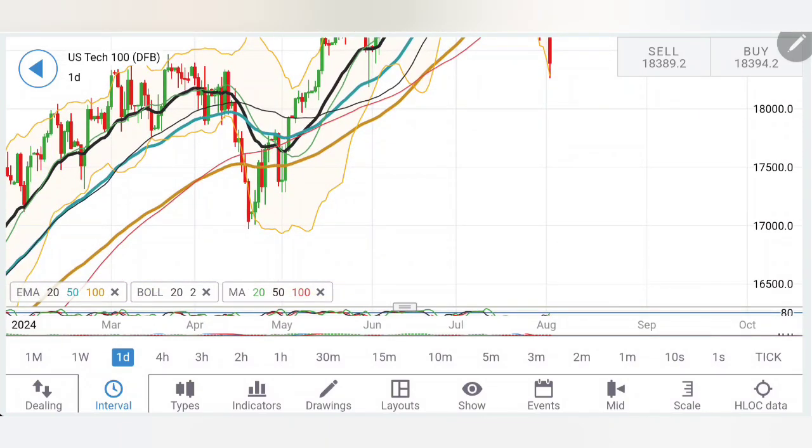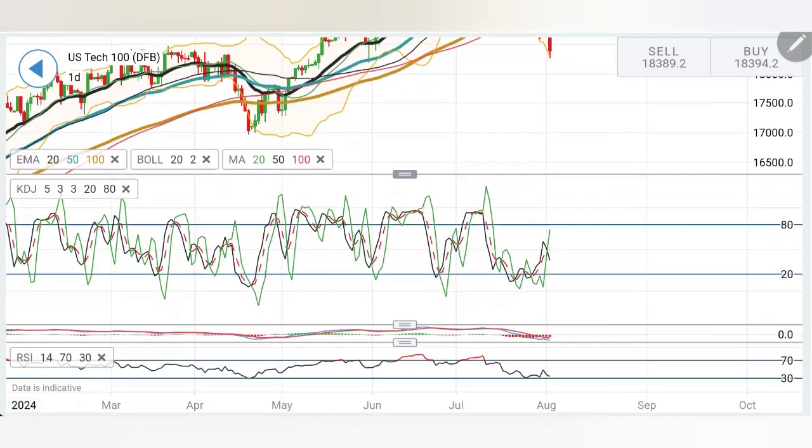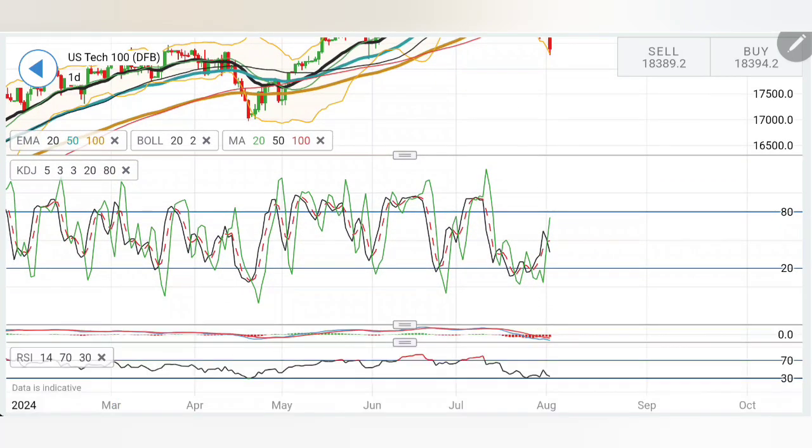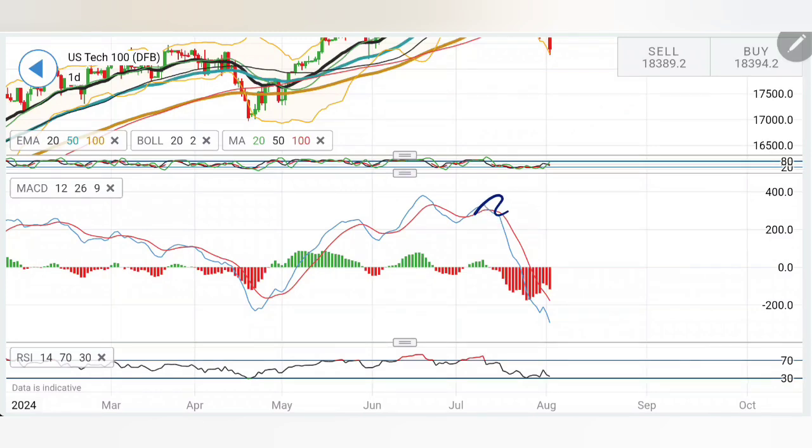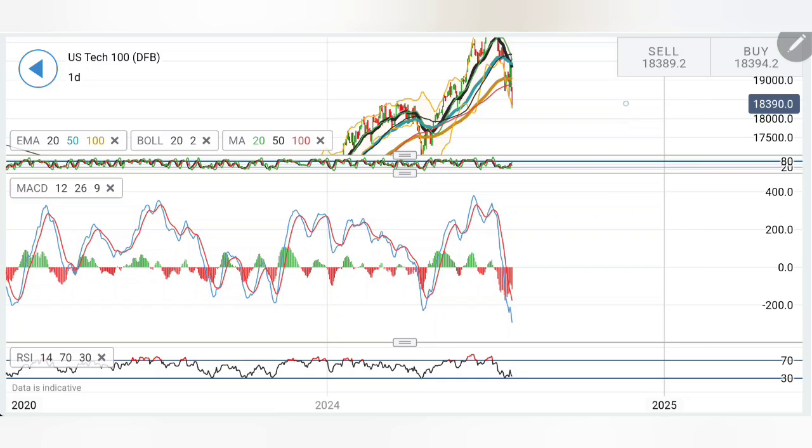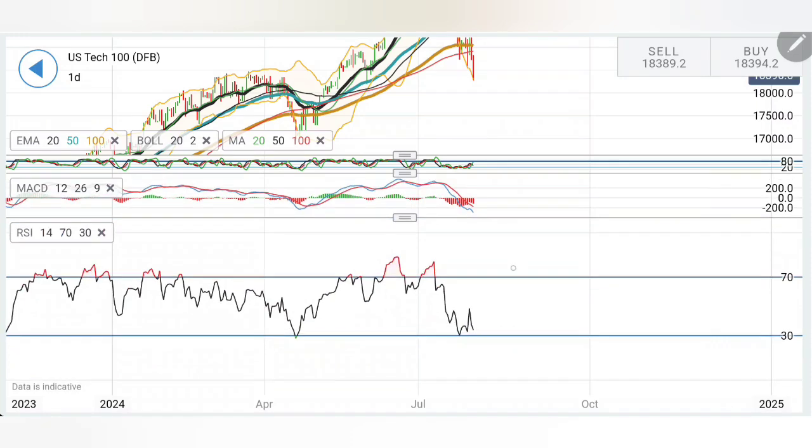Below this, the next targets are far below towards 17,400 and 17,000 levels. Stochastic is looking downwards on the daily charts. MACD, after hitting the peak at this point itself, I have mentioned that it is coming. This crossover is coming at extremely higher levels, which we had not seen on Tech 100, and thus the downside awaits, and that is what has happened. A sharp correction is seen here.